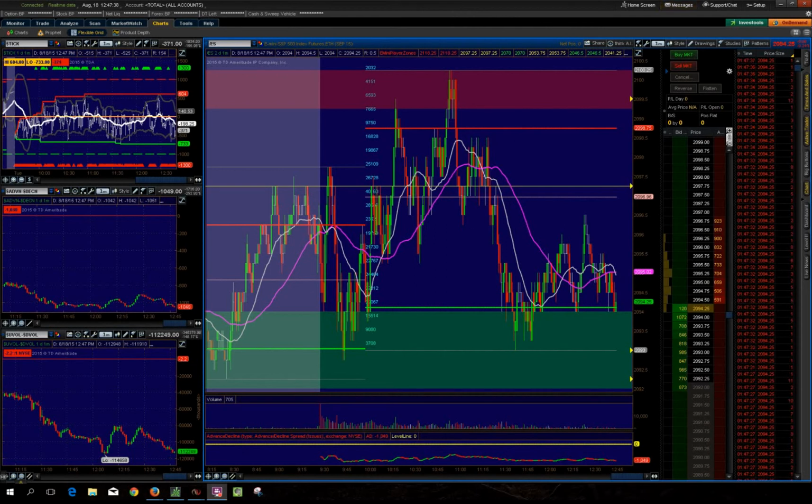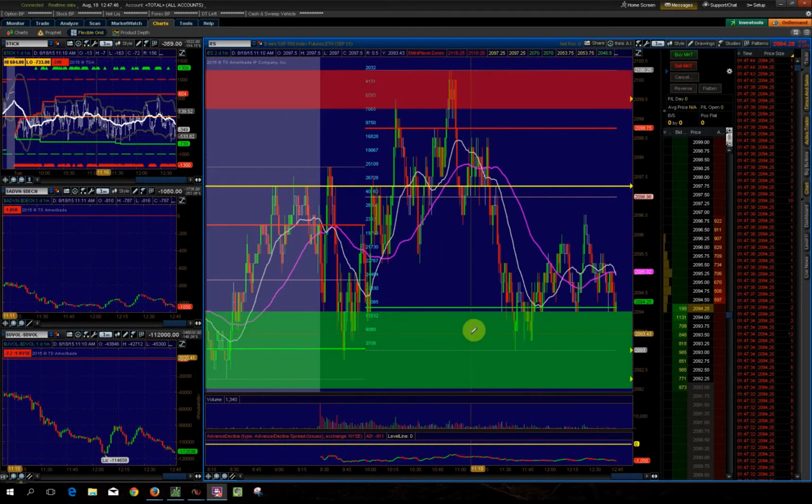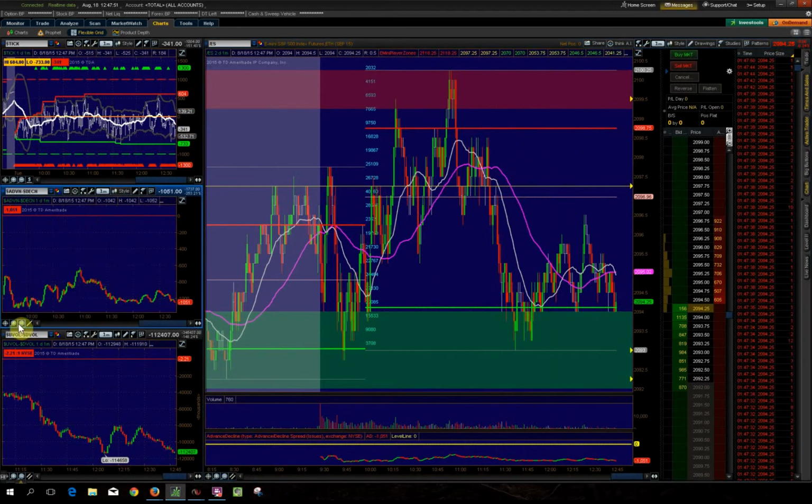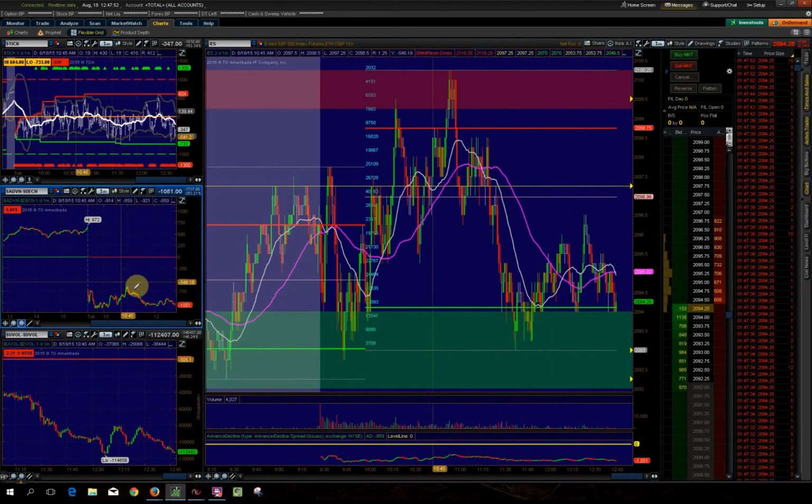All right, guys. It's August 19th still. Making a trade on the ES right now. So first, let's look at the market internals. Right now, it's been holding negative for a while.